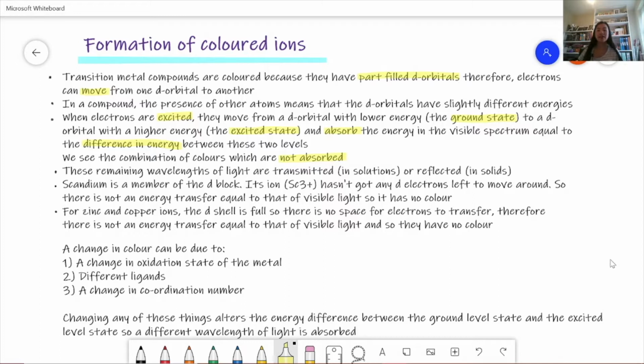And the remaining wavelengths of light are either transmitted or reflected. If we're talking about solutions, then we say transmitted. But if we're talking about solids, we say reflected. And these two terms can't be swapped around.